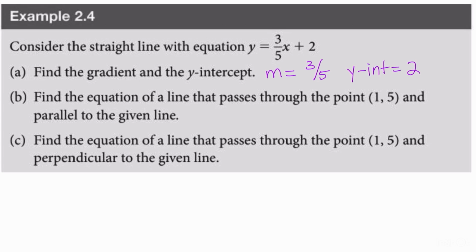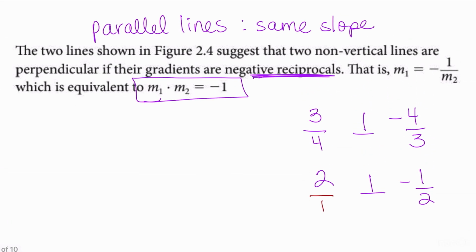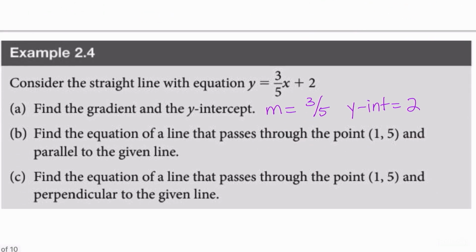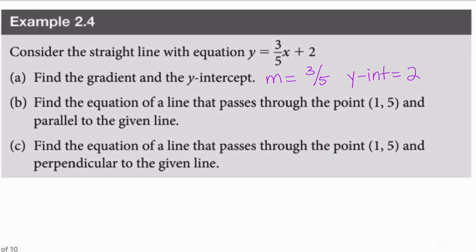Part B, find the equation of a line that passes through the point 1, 5 and is parallel to the given line. We said that when lines are parallel, they're going to have the same exact slope. So here, my job is to find the equation of a new line that passes through the point 1, 5, but if it's parallel to the line they gave me, then I have to grab its slope and it has to be the same exact slope. So the slope I'm going to use in my problem is going to be 3 over 5, and it has to pass through the point 1, 5.